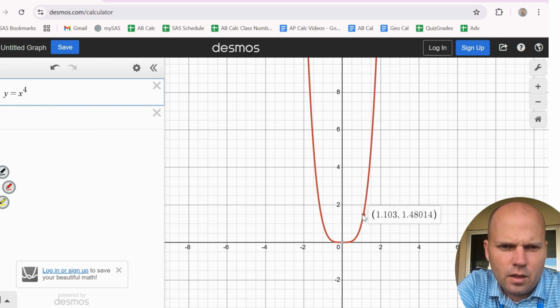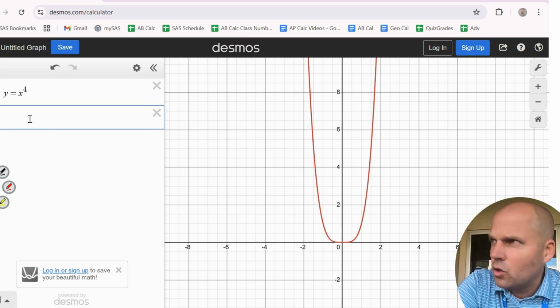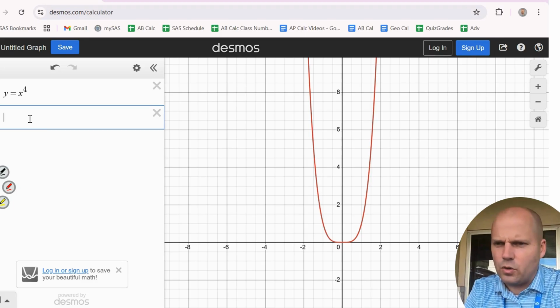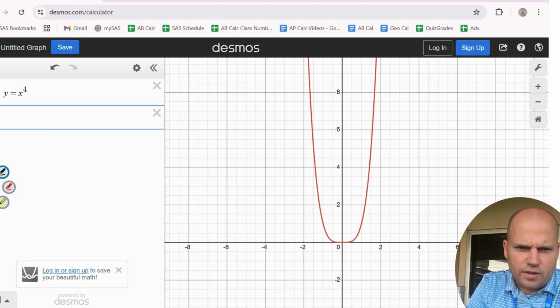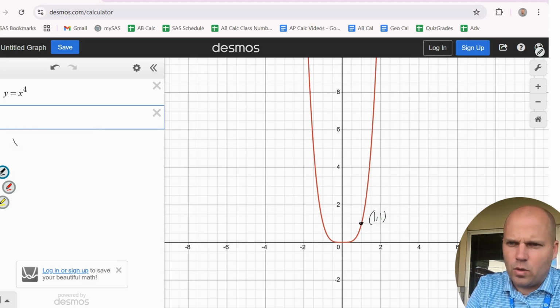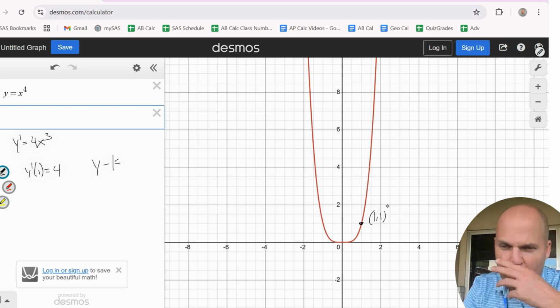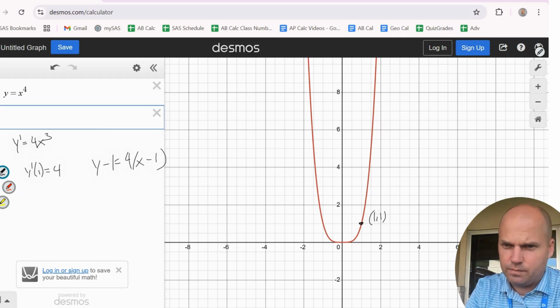1.1 is not a value that you can easily take to the fourth power without a calculator, okay? But we can create equations of tangent lines easily. So what we can do is create an equation of a tangent line at 1. It's a very easy tangent line because we got the point 1, 1. If I plug in 1, I get 1. So that's one thing. I know the slope is going to be 4, so I get y prime of 1 is 4. And I'm going to create the equation of the tangent line y minus 1 equals 4 times x minus 1. Okay?